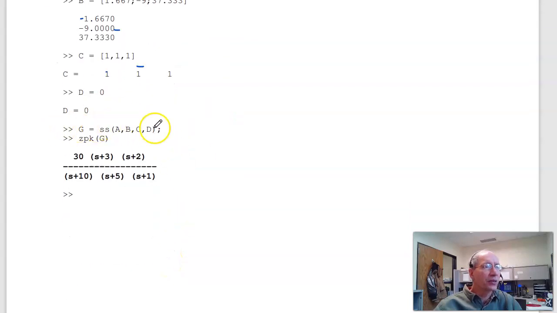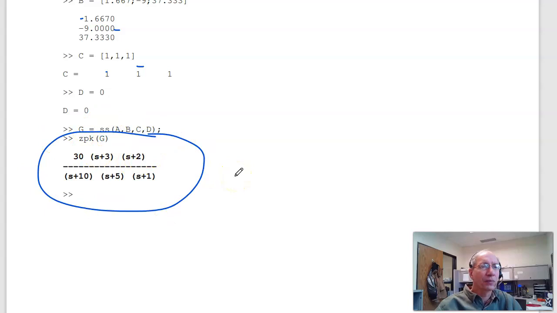As a check, throw that diagonal system into MATLAB, into state space form, find the transfer function, same answer. So there's an infinite number of ways of representing a system in state space form. Some have names, those are the canonical forms, many of them don't.